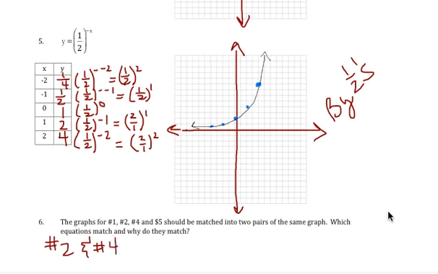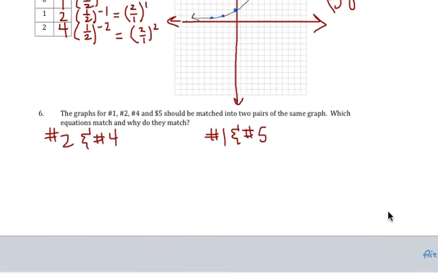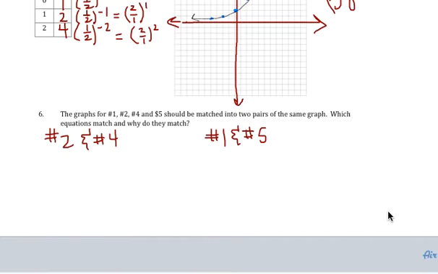And number 1 and number 5 match up. Do you notice that? Okay, so interesting. The equation from number 2 says y equals 1/2 to the x power, and number 4 is y equals 2 to the negative x power. Let's start there with that one.